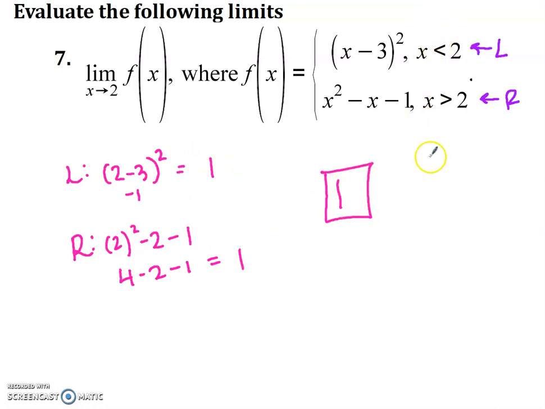It doesn't matter that they're both open. That means the graph is connected to this open circle from the left and from the right. If you trace it, you'd end up at the same spot.